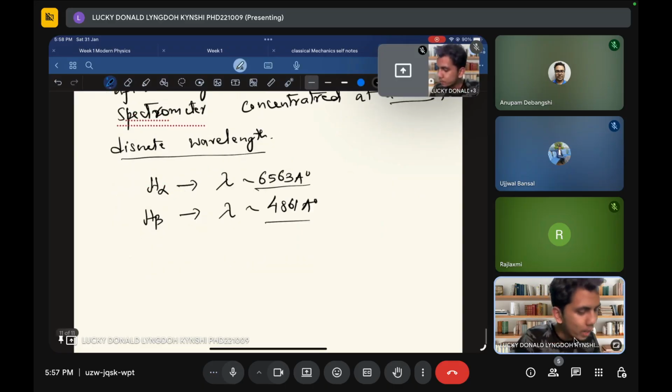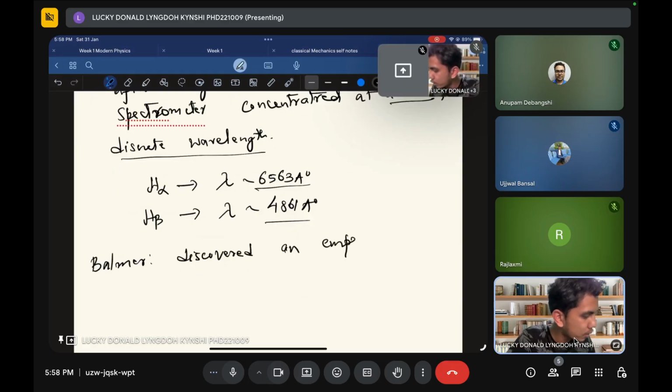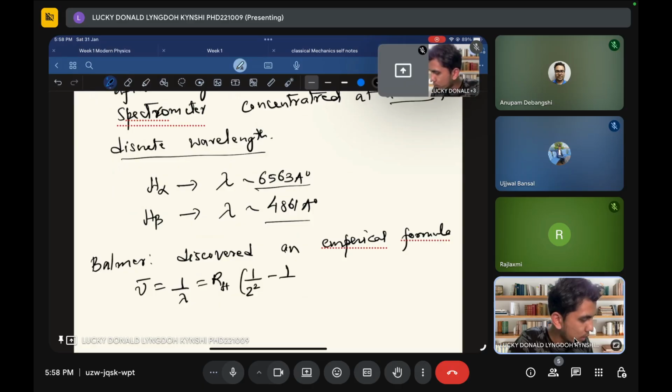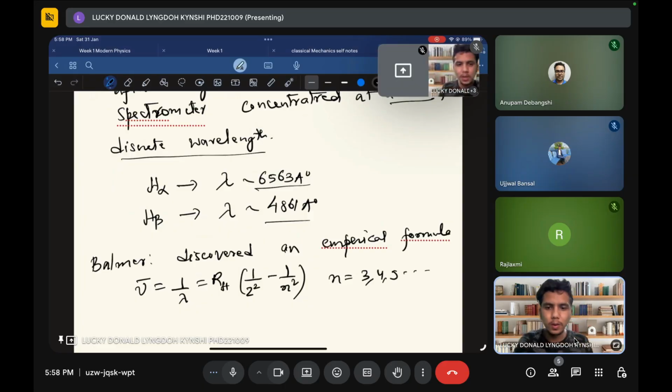Balmer discovered an empirical formula to explain these phenomena: mu equals 1 by lambda, the wave number, equals R_H times (1 by 2 squared minus 1 by n squared), where n is 3, 4, 5 and so on. That means you cannot just get any continuous wavelength you want, but there are certain discrete wavelengths which are allowed.